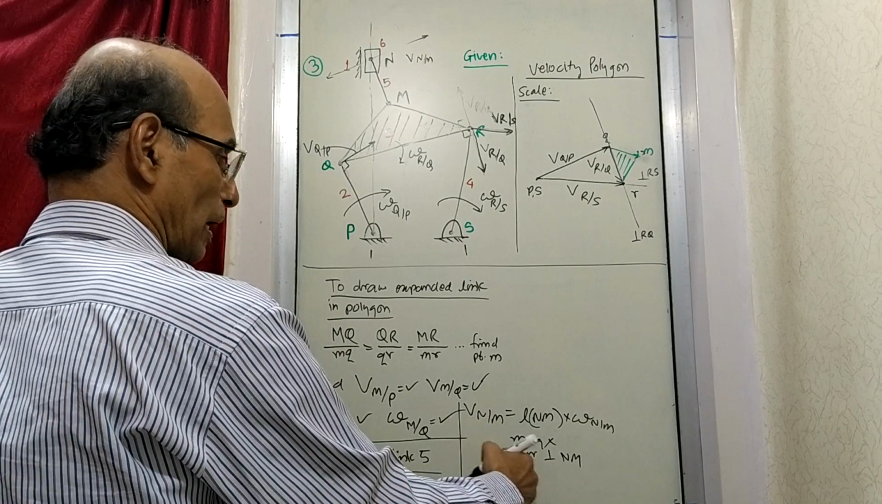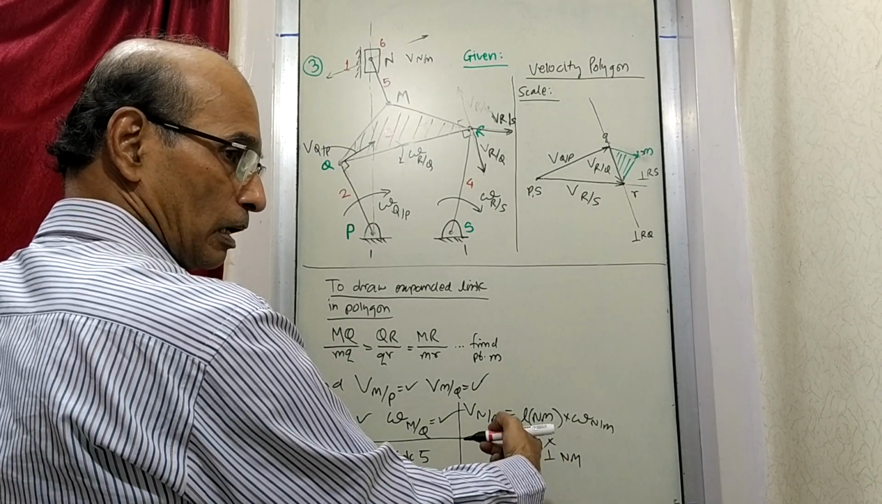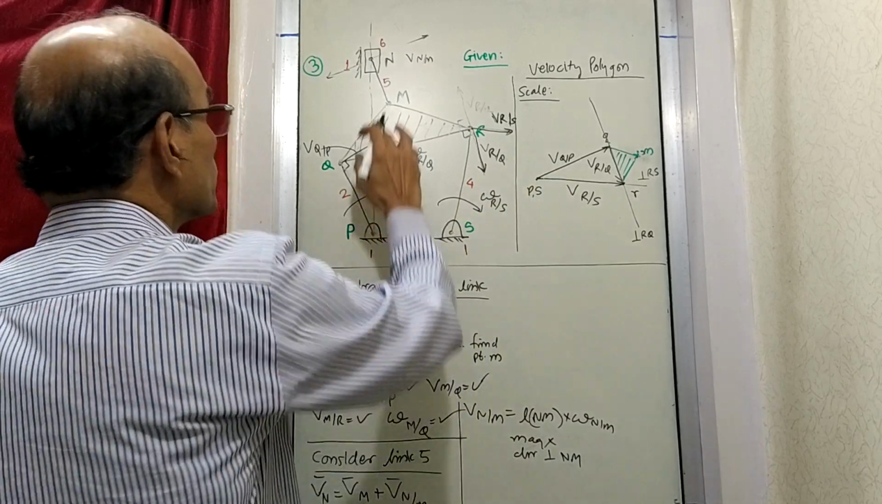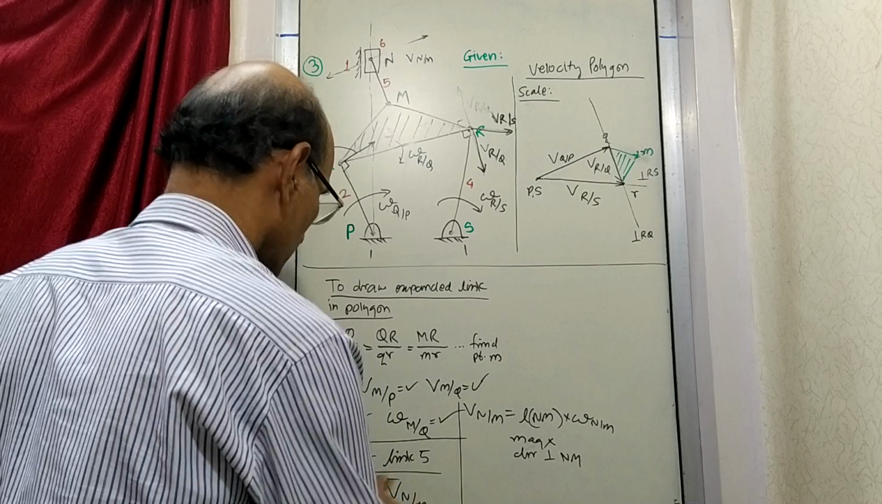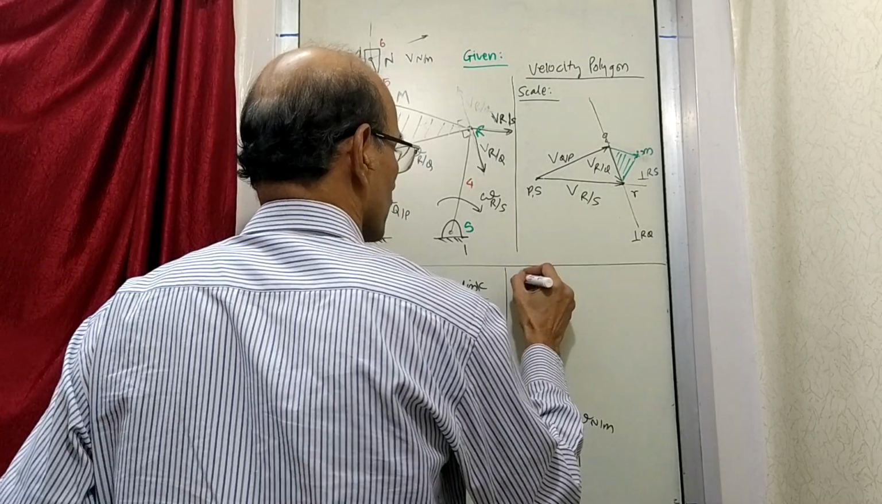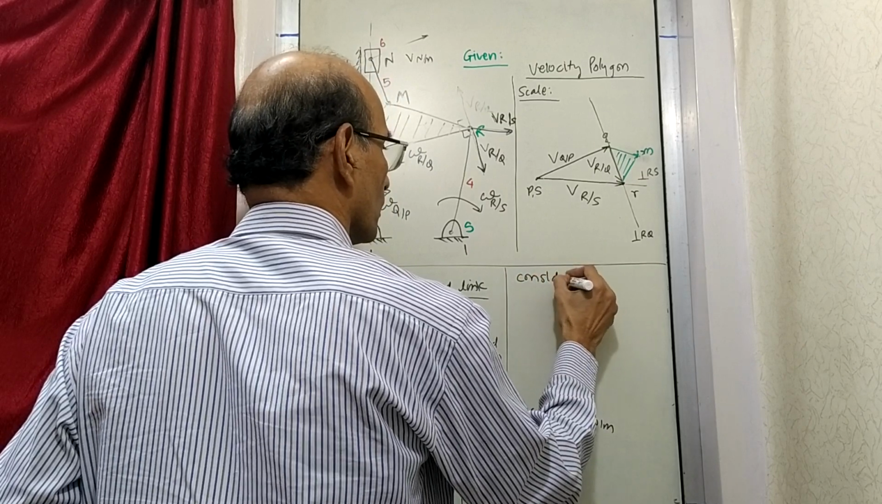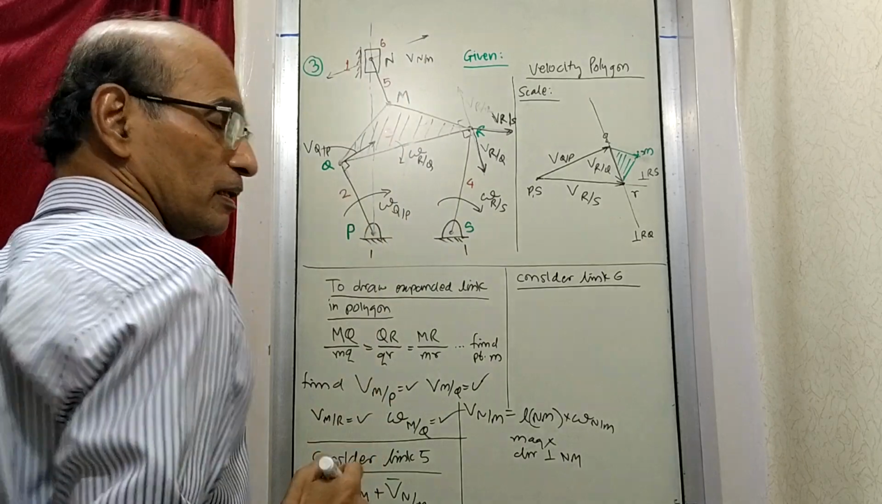Okay, so we have to write only this much. Beyond this we cannot solve unless we go to polygon. So only this much. Now let us consider the next link, that is, link number 6. I'll write here. Consider this slider, that is link number 6.